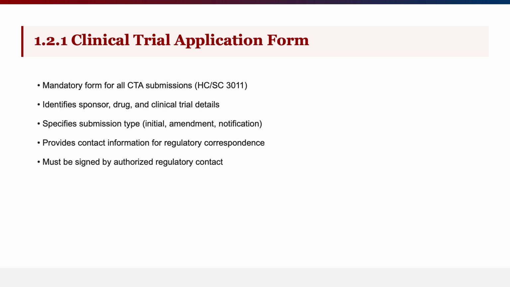The clinical trial application form must be signed by an authorized representative of the sponsor. In Canada, this is typically the senior medical or scientific officer or their delegate. The signature represents a commitment to conduct the trial in accordance with Canadian regulations and good clinical practice.